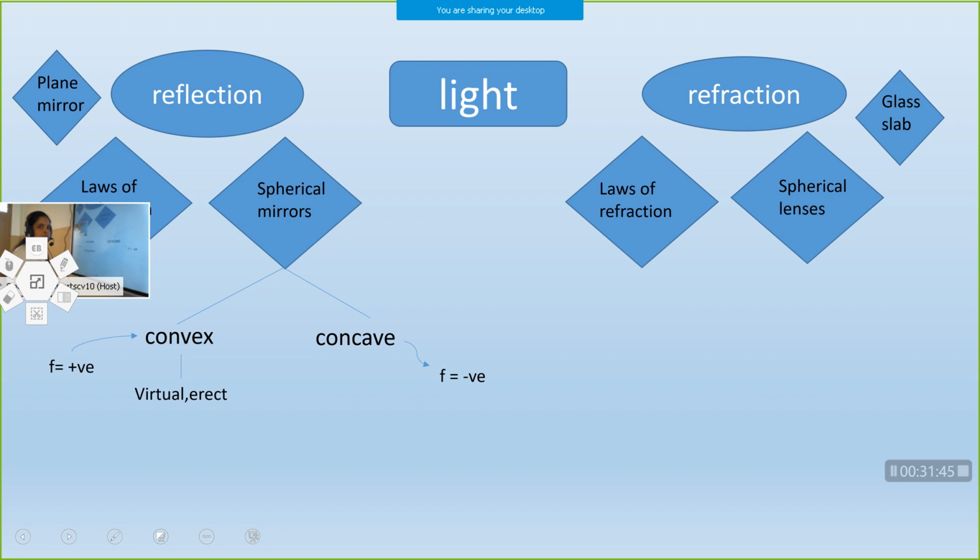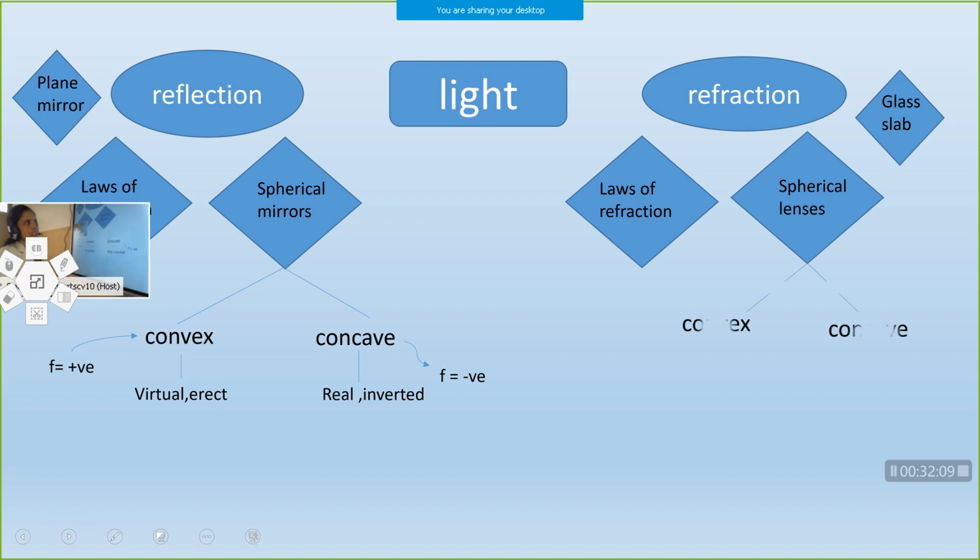Then what is the nature of image formed by convex mirror? It is virtual and erect, always it is virtual and erect. And what about concave mirror? It is real and inverted in most of the cases, except one case when the object is kept between the pole and the focus. General nature is real and inverted.